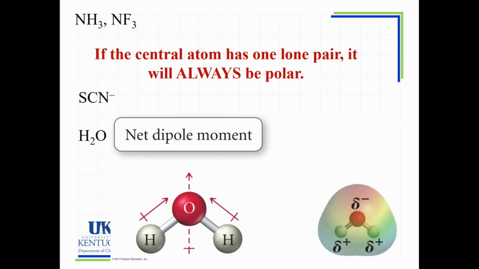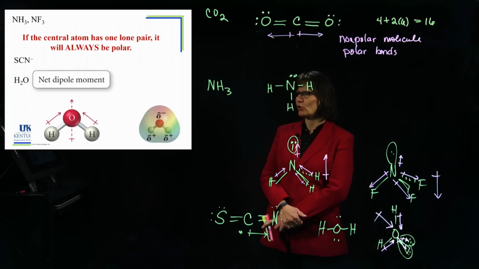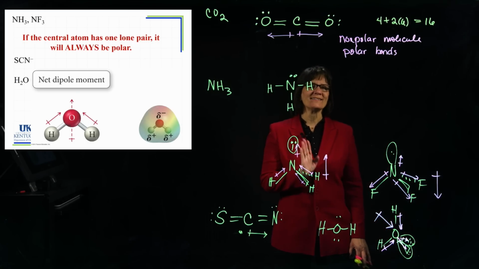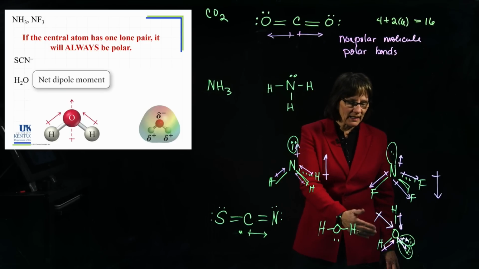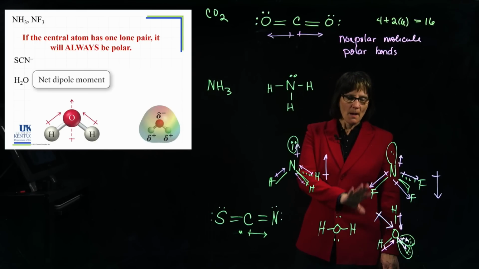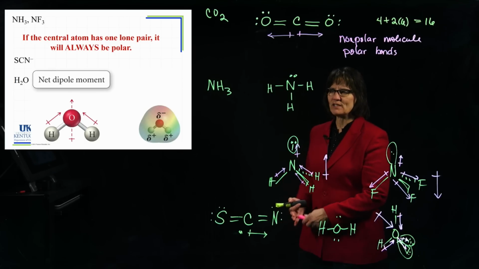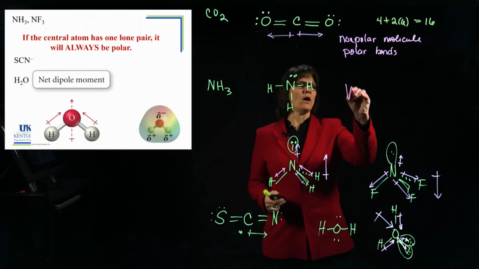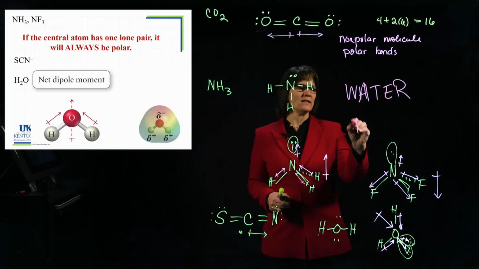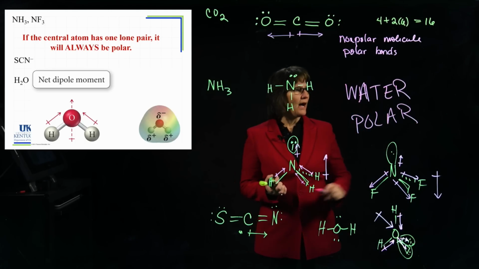So we go back to that statement in red that says that if the central atom has one lone pair, it will always be polar. This is a situation where we have two lone pairs. We cannot say it will always be polar. We will need to draw the geometry in order to determine if it's polar or not. But I want you to know with certainty, so that you do not have to go through this every time for water, that water is forever and always polar. We use it so often as an example.